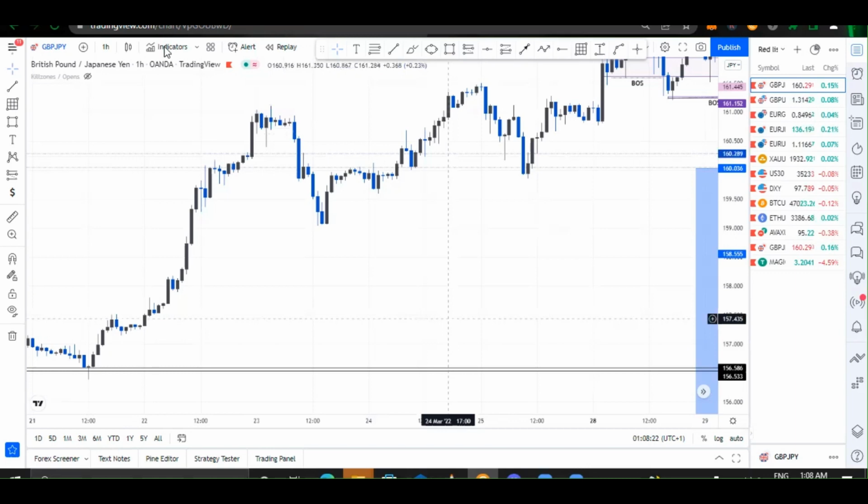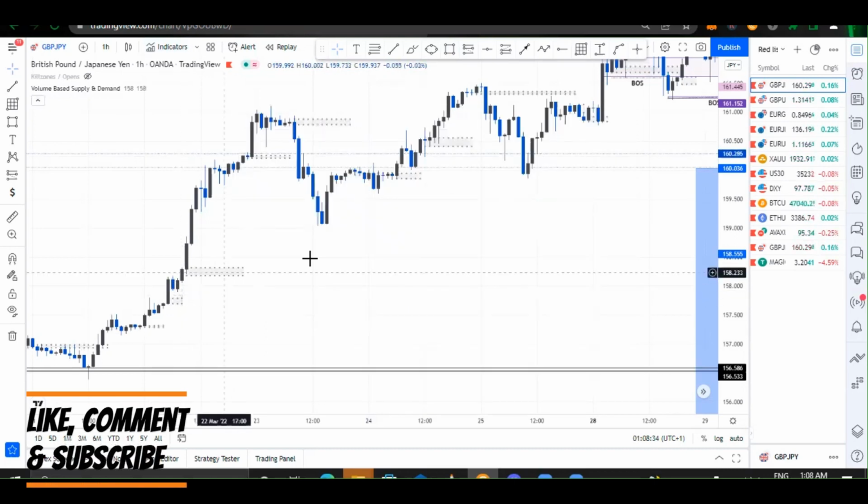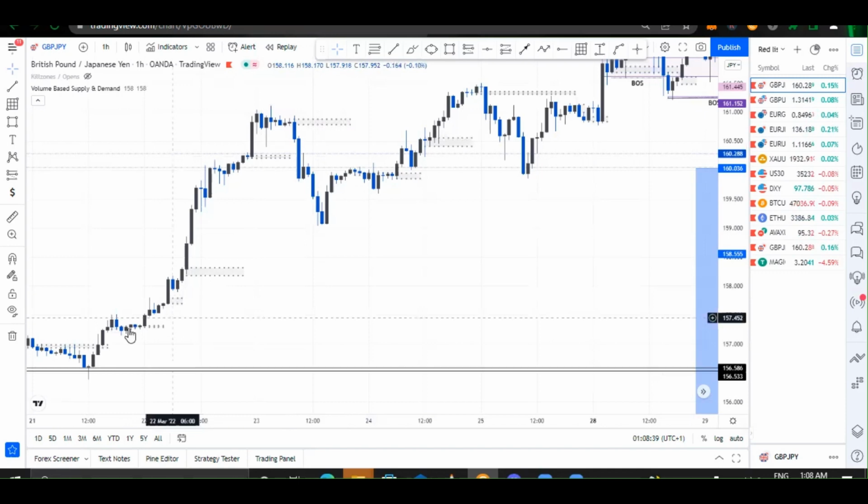When you go to indicators, you can just search for supply and demand to give you something volume-based. Look for something like this and then click on it. As you can see, it gave out all those areas as supply and demand. The reason it doesn't look neat is because we're on the 1 hour time frame, and this is possibly picking other block or supply and demand areas.